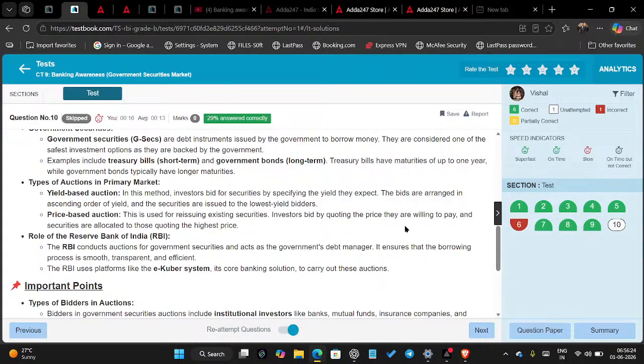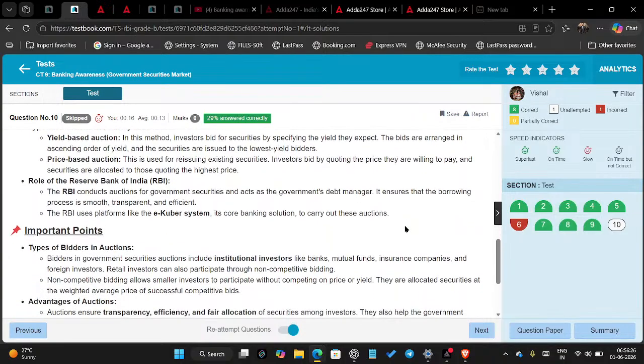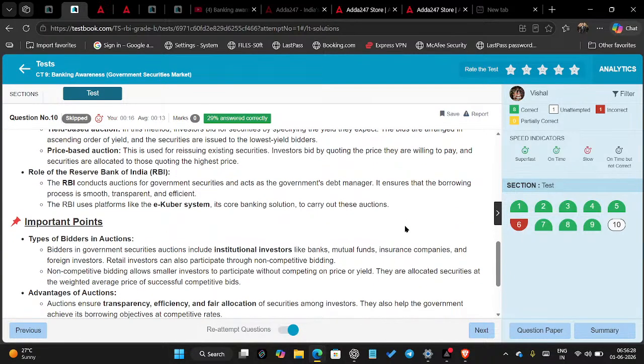Role of Reserve Bank of India. The RBI conducts the auction for the government securities and acts as the government debt manager. It ensures that the borrowing process is smooth, transparent and efficient. The RBI uses platforms like the e-Kuber system, its core banking solution, to carry out these auctions.